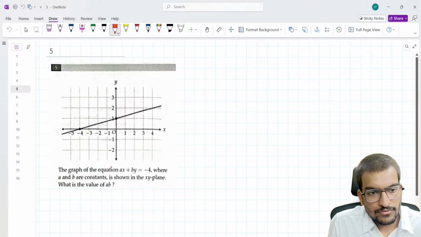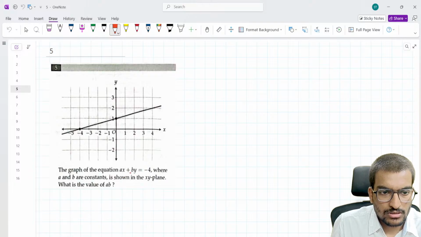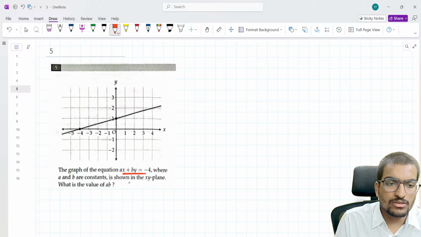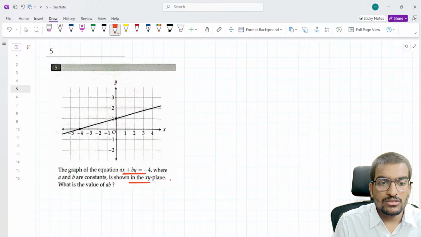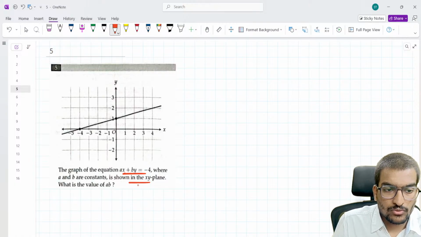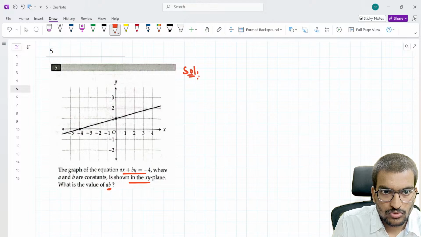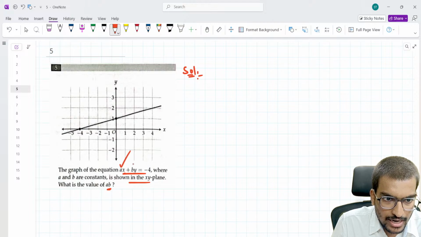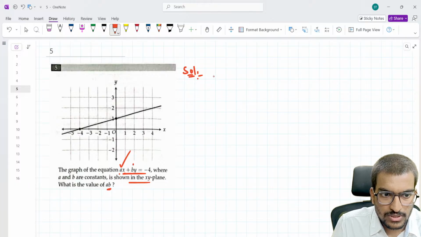So the graph of the equation, where A and B are constants, is shown in the xy plane. What is the value of AB? A times B we need to find. So how can we solve this? We need to get A and B. A is a slope and B is connected with Y. So let's see what B is as well.